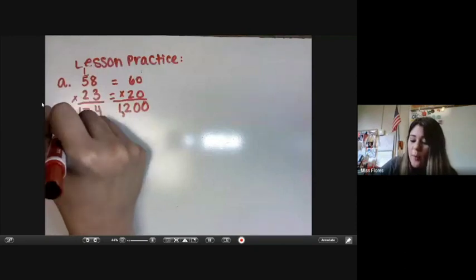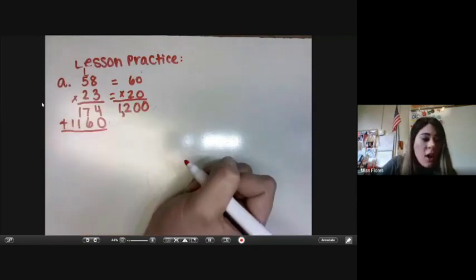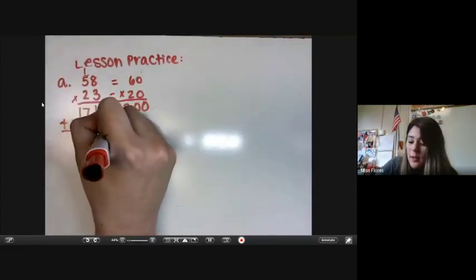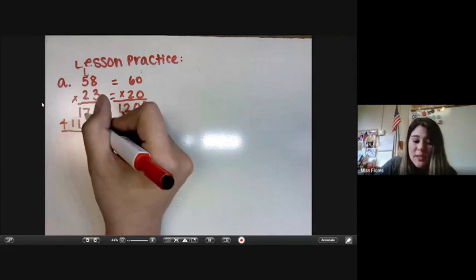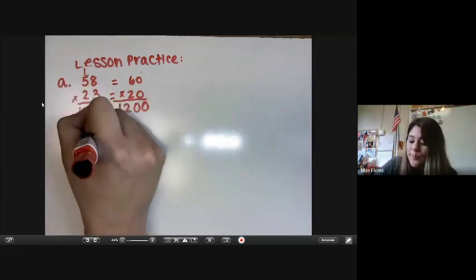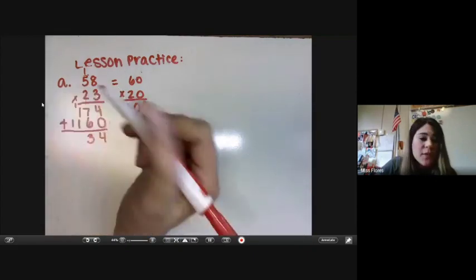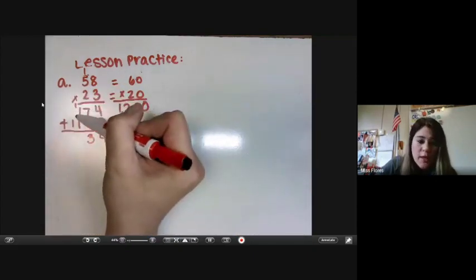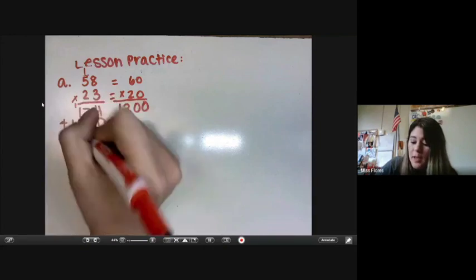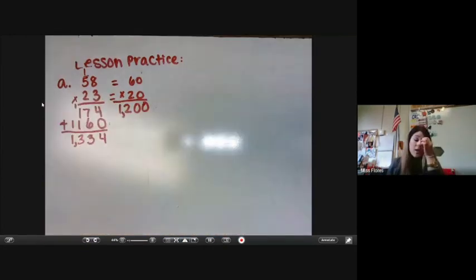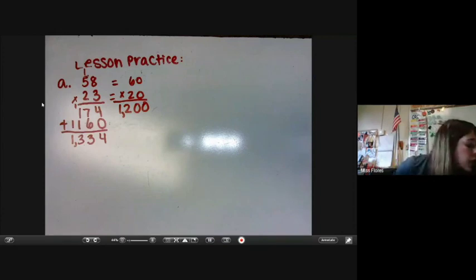Now we add both of those numbers together all the way down. 4 plus 0 is 4. 7 plus 6 is 13. 3 comes down, and 1 gets carried over. So now we have 1, 2, and 3. And the 1 comes straight down. So we get 1,334 and 1,200.